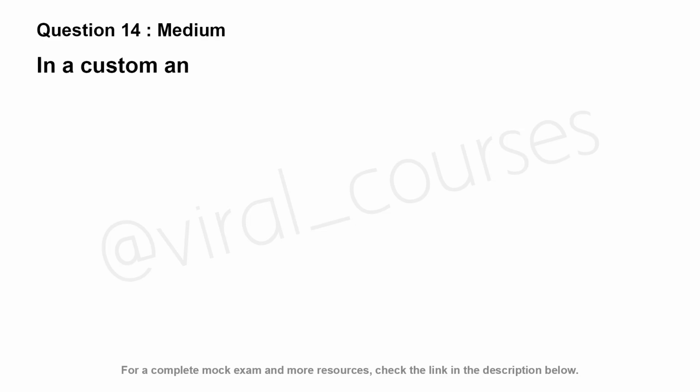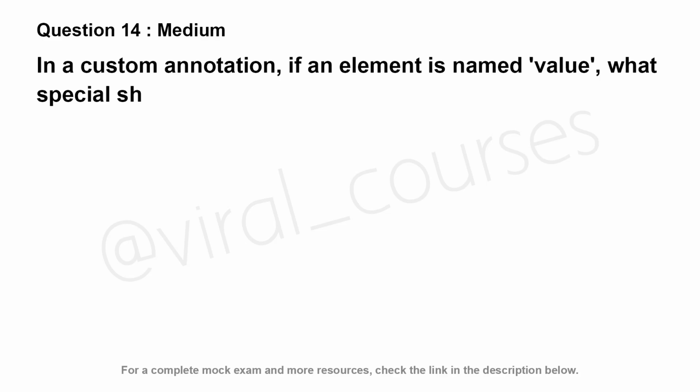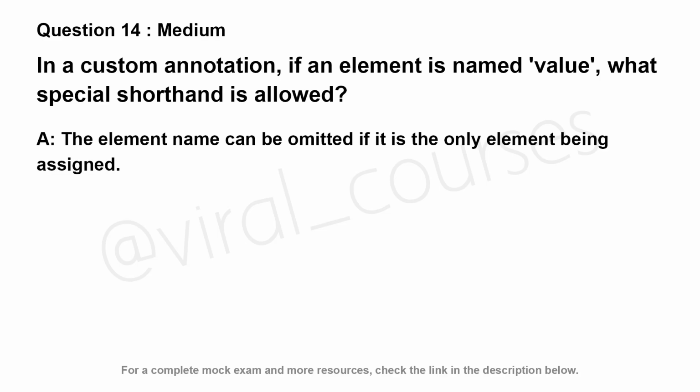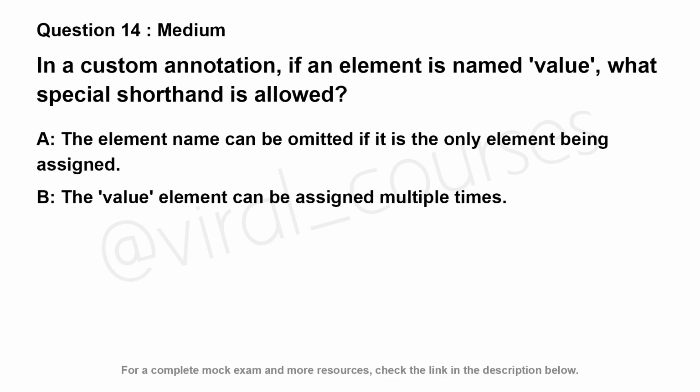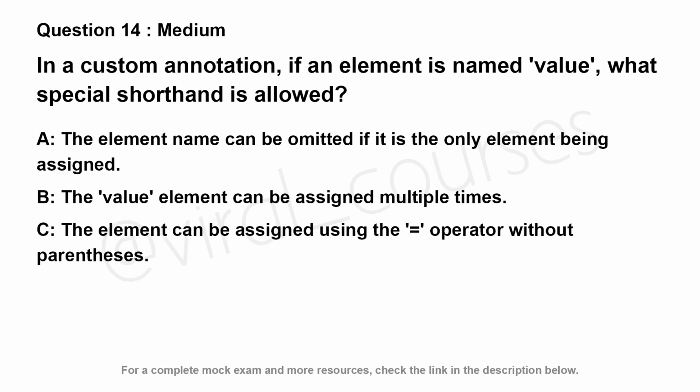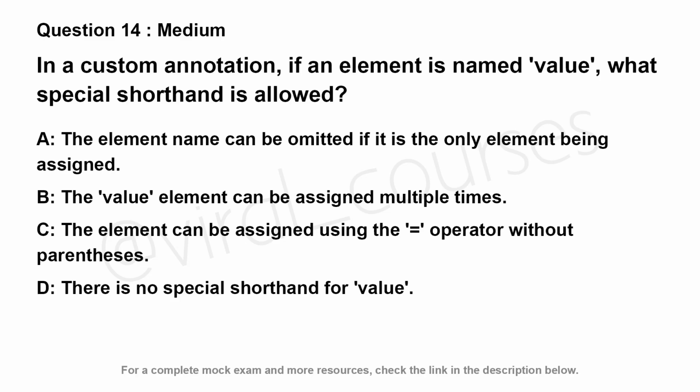In a custom annotation, if an element is named value, what special shorthand is allowed? Option A. The element name can be omitted if it is the only element being assigned. Option B. The value element can be assigned multiple times. Option C. The element can be assigned using the equals operator without parentheses. Option D. There is no special shorthand for value.